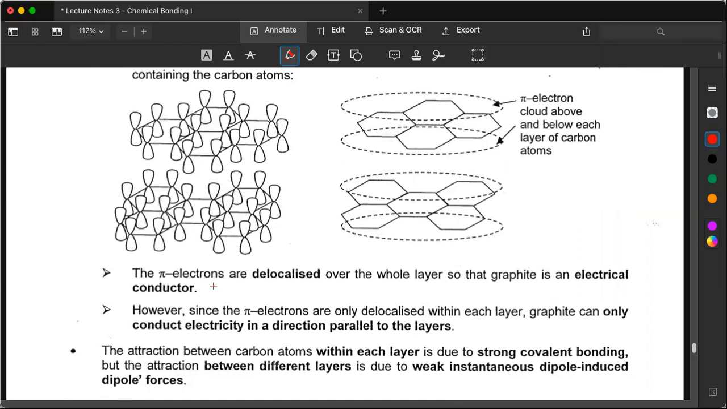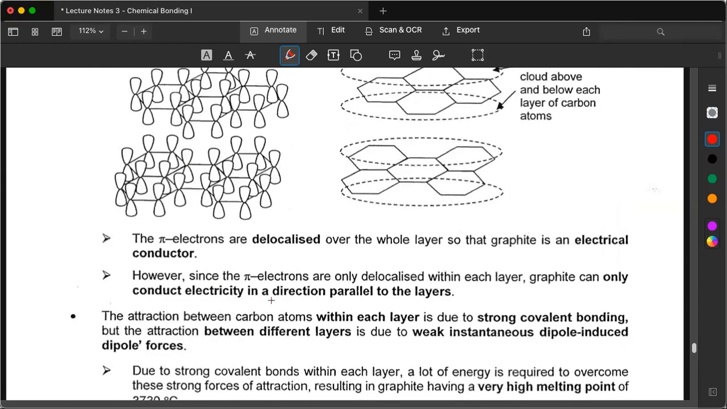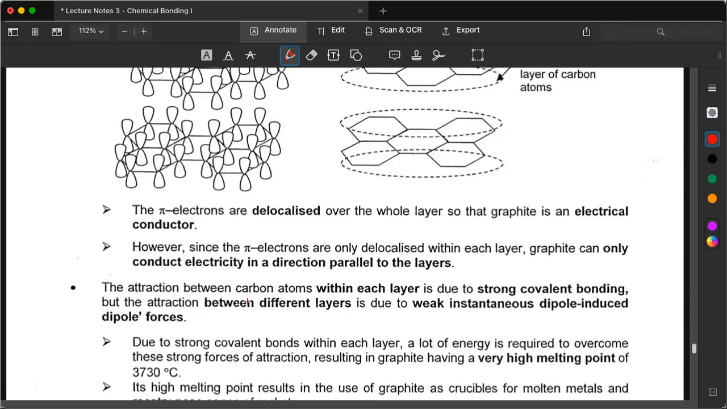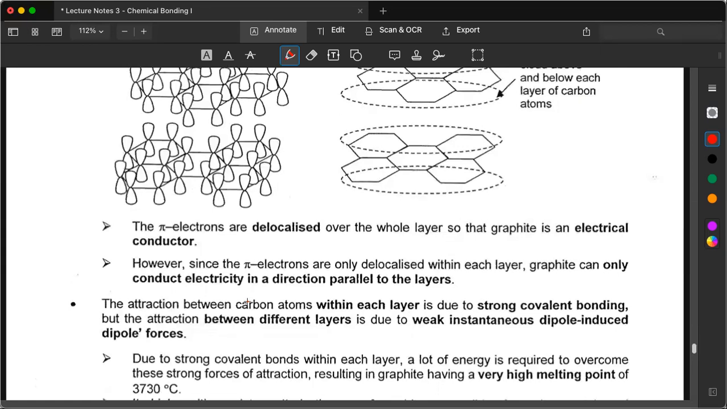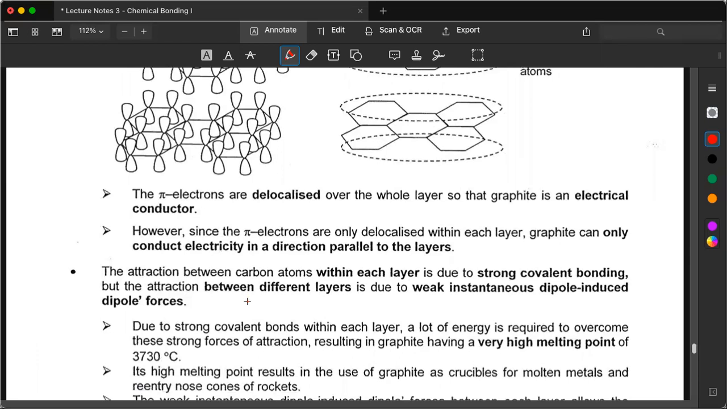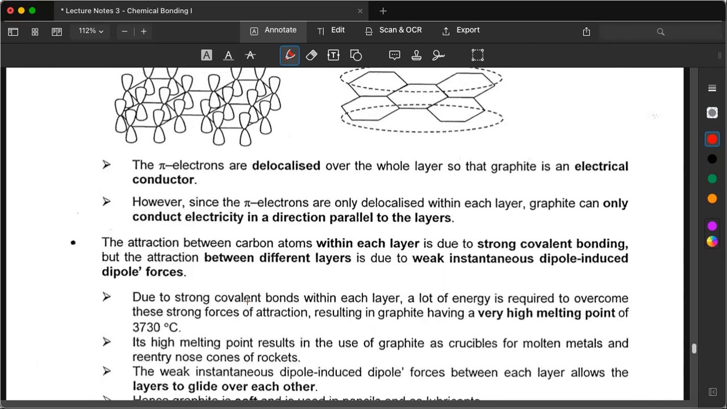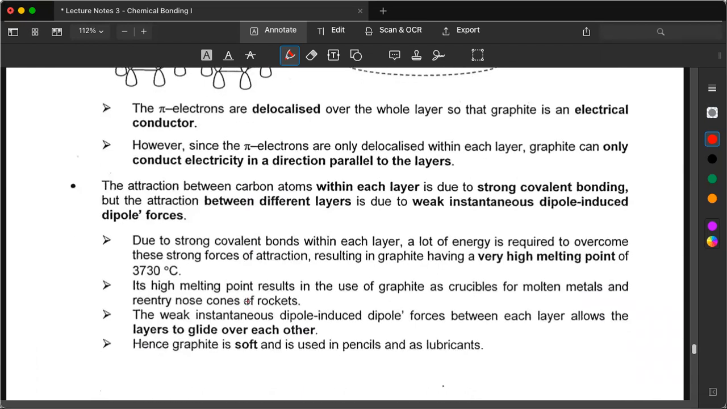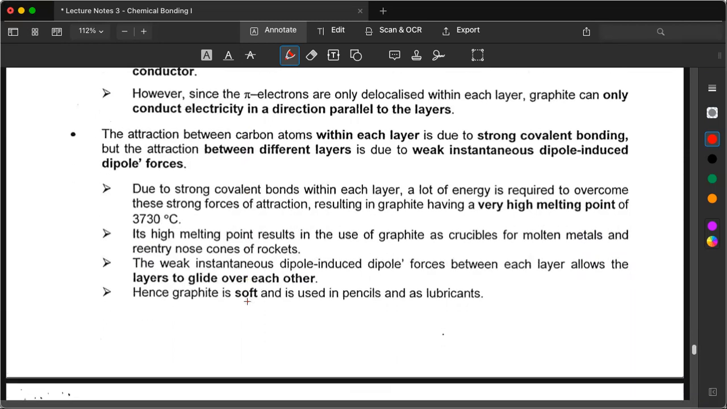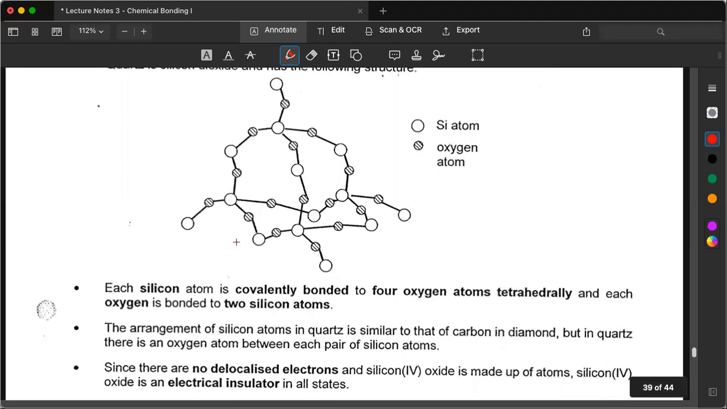Therefore, graphite is an electrical conductor, and the pi electrons are only able to conduct within the layer because that's where the pi electrons are delocalized. The attraction between carbon atoms within each layer is due to strong covalent bonds, but between layers is weak ID-ID. You learned van der Waals forces in secondary school, so change it to ID-ID now. And these are what we learned, and I'm not going to go through it. Silicon dioxide.